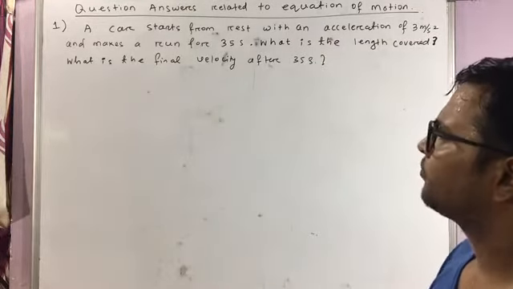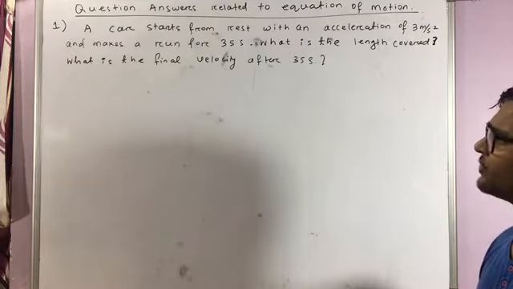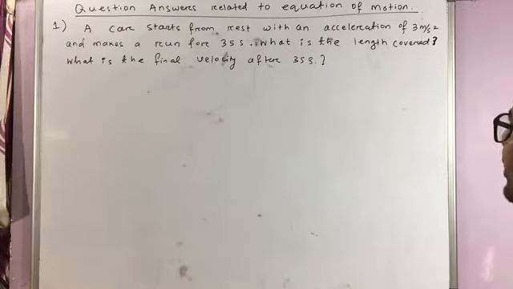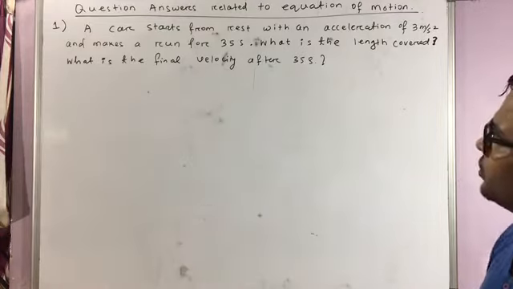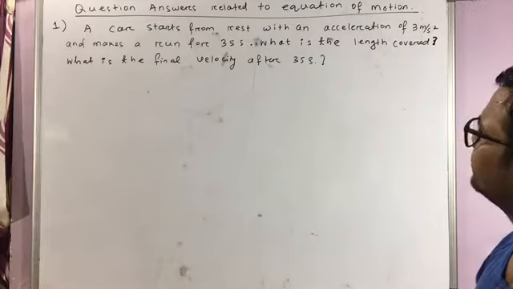A car starts from rest with an acceleration of 3 meters per second square and makes a run for 35 seconds. What is the length covered by that car? What is the final velocity after 35 seconds? This is a simple question. In this question, let us write down the data provided to you.